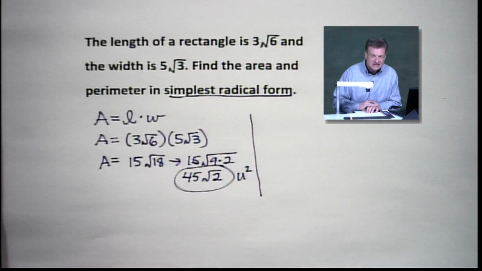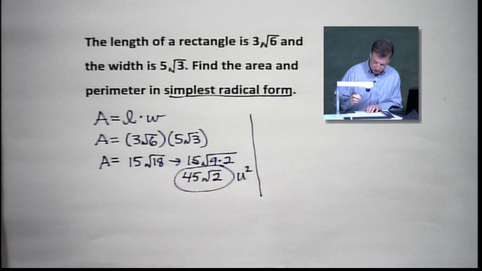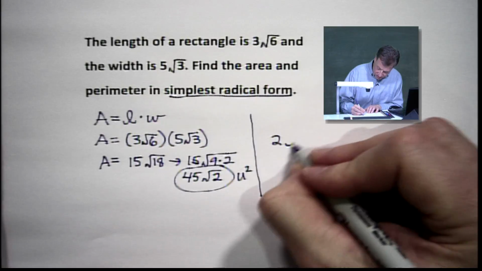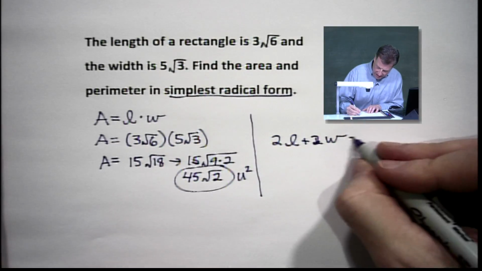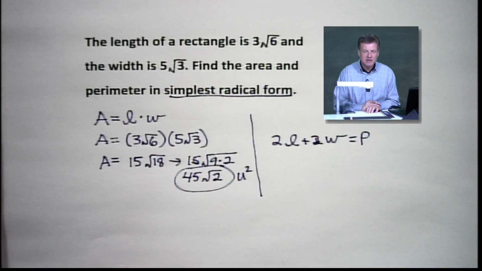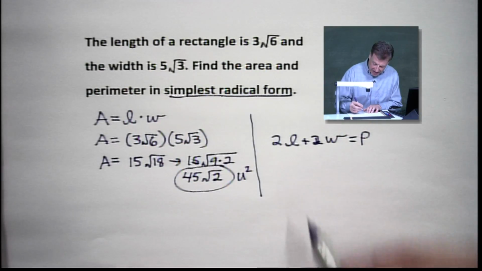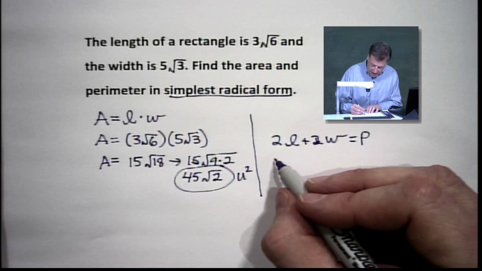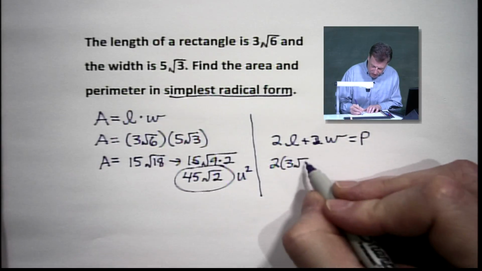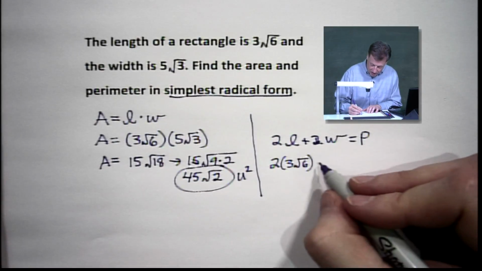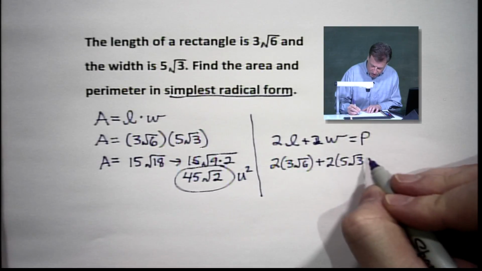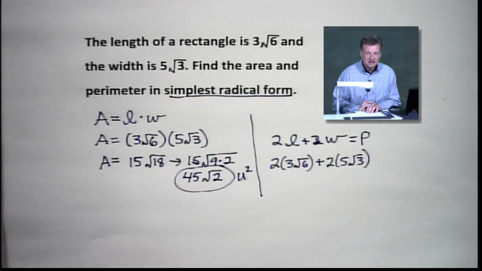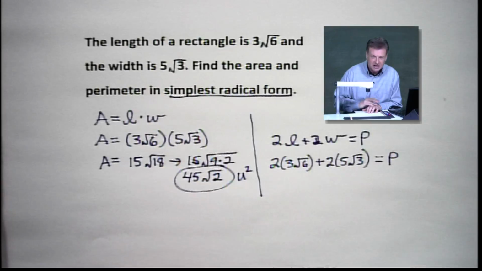Now, second part says, let's work out the perimeter. Let's go for 2 length plus 2 width. And folks, that will give us the perimeter. So let's see what happens. I have 2 times 3 times the root of 6, and I'm going to take 2 times 5 square roots of 3. That look good? We got the right length, the right place. Perfect. Equals P, a perfect perimeter.